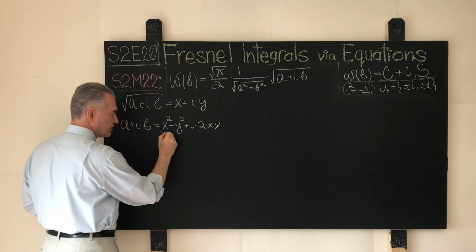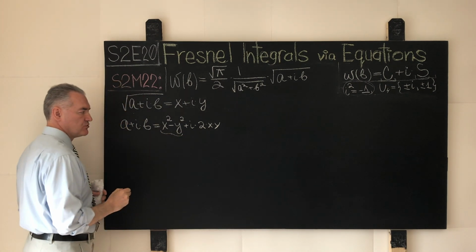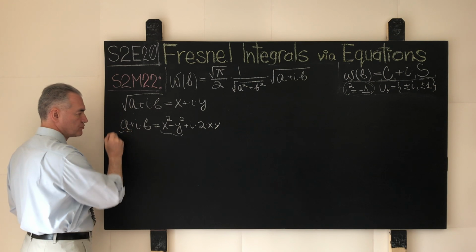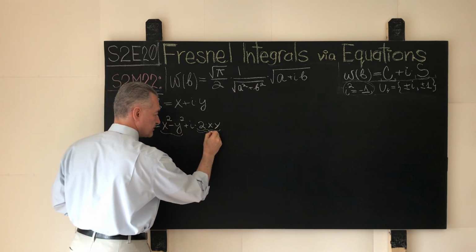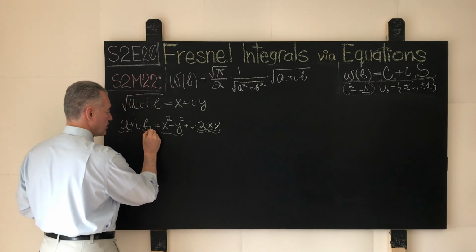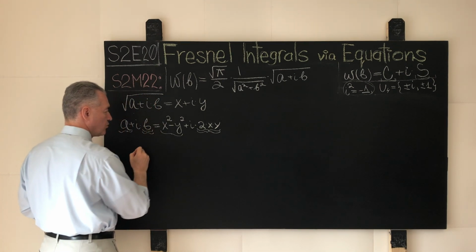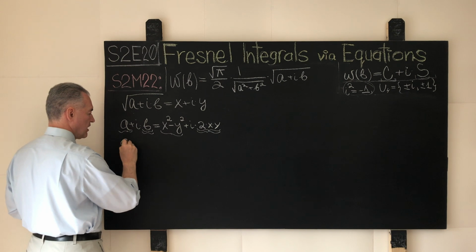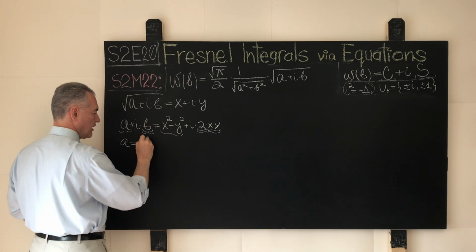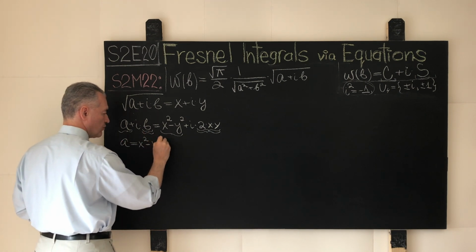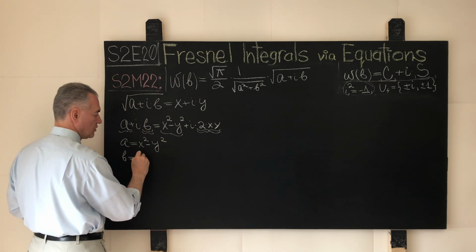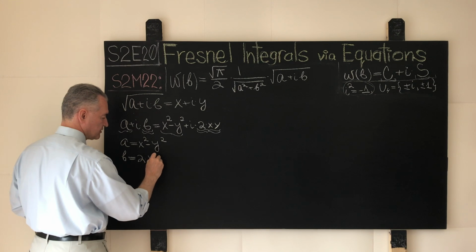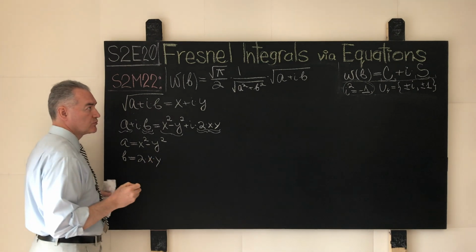So we group in this result the real part and we equate it to the real part. And then we equate the imaginary part. And what do we have? We have a is equal to x squared minus y squared, and b is equal to 2 times x times y.